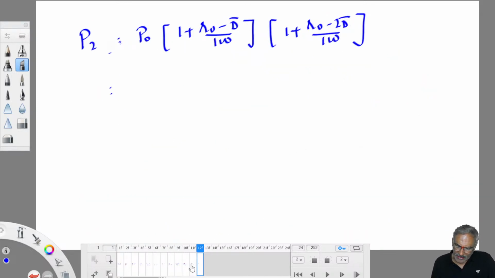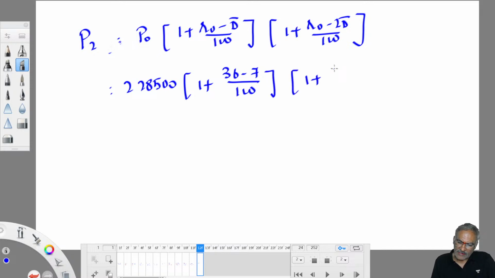So what is P naught here? 2,28,500. 1 plus R naught is 36, D bar is 7, by 100, 1 plus 36 minus 2 into 7 by 100. Understood? So 36 minus 2 into 7, that is 14. So 14 by 100. How much is 14 by 100?